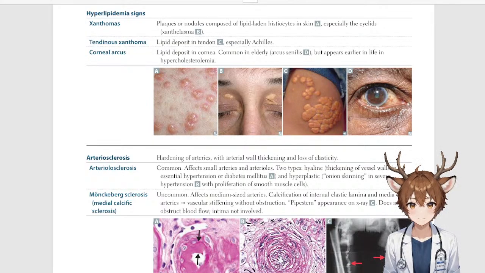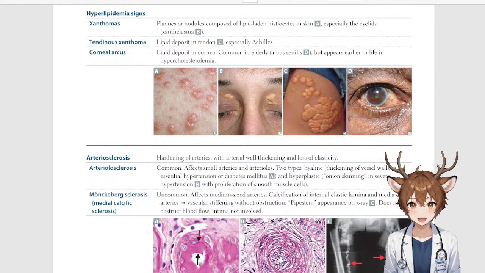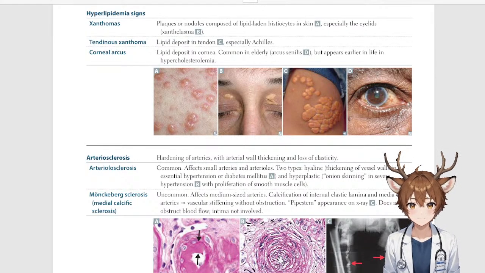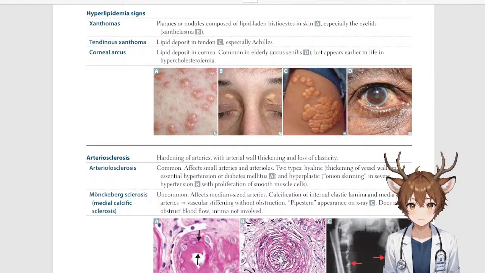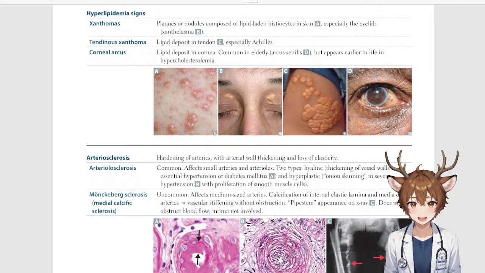Tendinous xanthoma, lipid deposit in tendon, as you can see in picture C, especially Achilles tendon and finger extensors, associated with familial hypercholesterolemia. Corneal arcus, lipid deposit in cornea, common in older adults, arcus senilis, shown in picture D, but appears earlier in life with hypercholesterolemia.